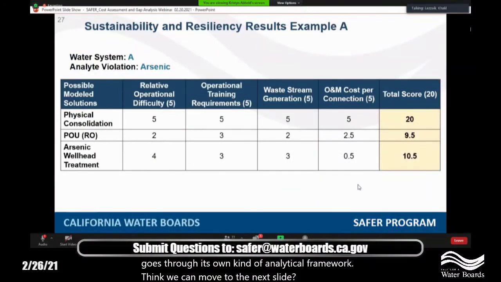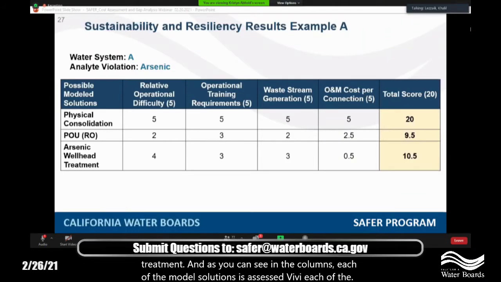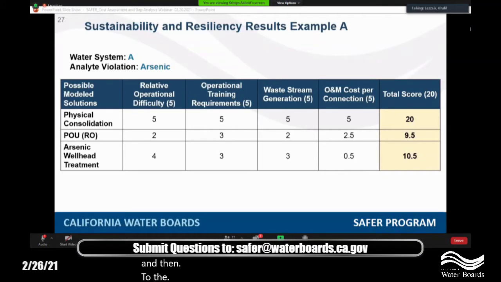So let's demonstrate how this works with a couple of study cases. Here we have study case A, water system A, with an arsenic violation. And in this system, we have 3 potential modeled solutions: physical consolidation, point of use reverse osmosis, and arsenic wellhead treatment. As you can see in the columns, each of the modeled solutions is assessed vis-a-vis each of the 4 metrics, and a score is assigned accordingly. And then to the right-hand side of the column, we calculated a total sustainability and resiliency score by adding all these metric scores for a given solution.